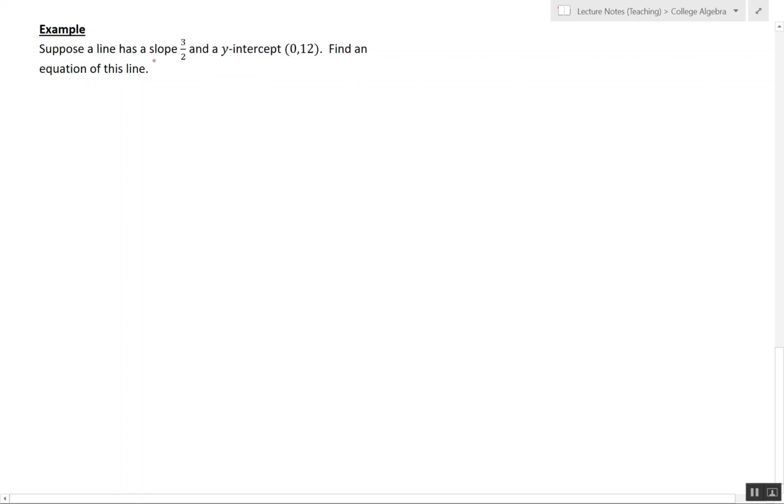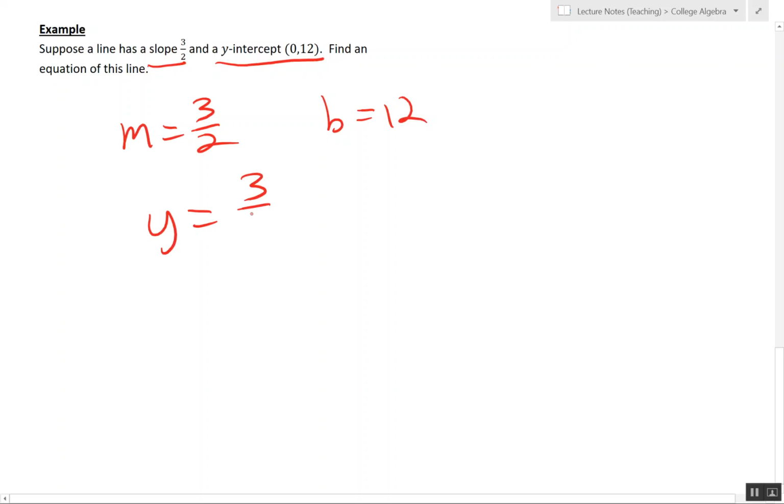So from this, the slope is 2/3. We know that m is equal to 2/3. From knowing that the y-intercept is (0, 12), we know that b is 12. And so, since we know the slope and the intercept, the natural form of the line we should use is the slope-intercept form. And we just write y equals 2/3 x plus 12.